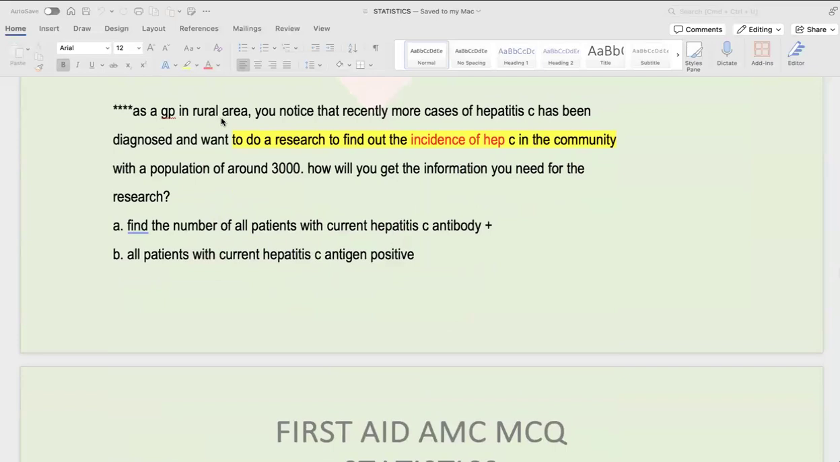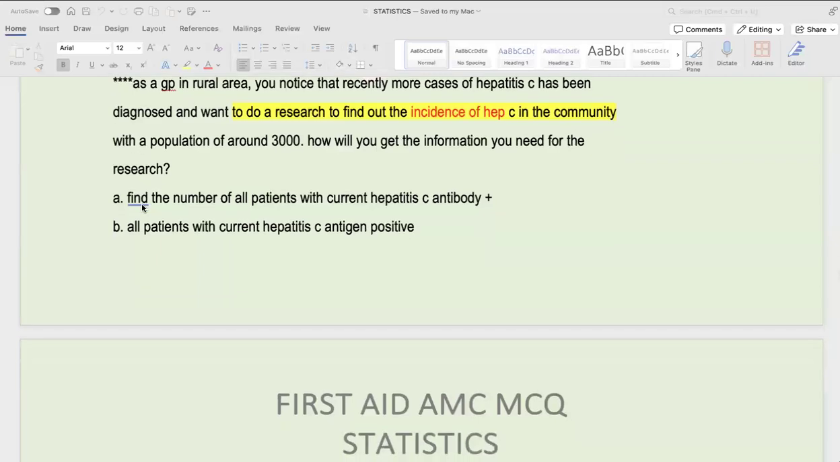Next, as a GP in a rural area, you noticed that recently more cases of hepatitis C have been diagnosed, and you want to do research to find out the incidence of hep C in the community. How will you get the information you need for the research? So you want to do research about incidence, that means the new cases of hep C. What information would you need?